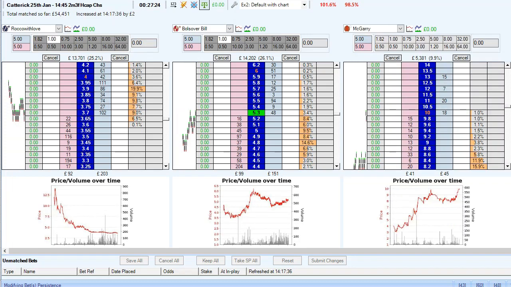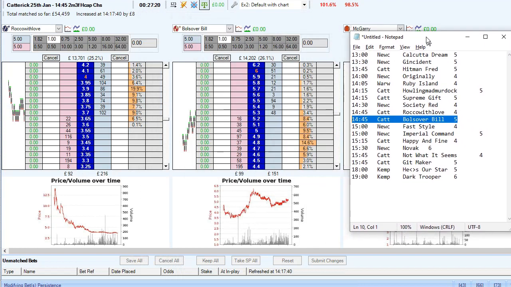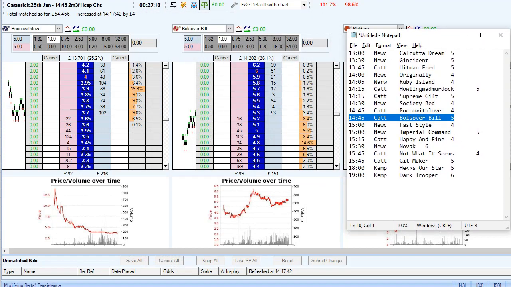Now, I'm not going to do any trading for the moment, as we're still 27 minutes out, but I just thought this was an interesting one to start talking about quite early. We've got 2 selections in this race, 1445 Catterick, and we've got Rocco with Love, Balls over Bill. Now, as you know, I normally take the favourite, but the favourite in this case has only got a 4. And the second favourite has got a score of 5, and I like 5s and I like them favourites.